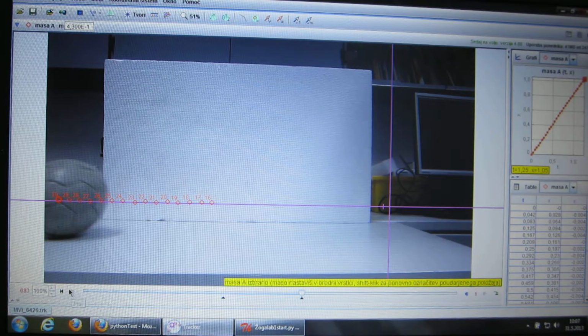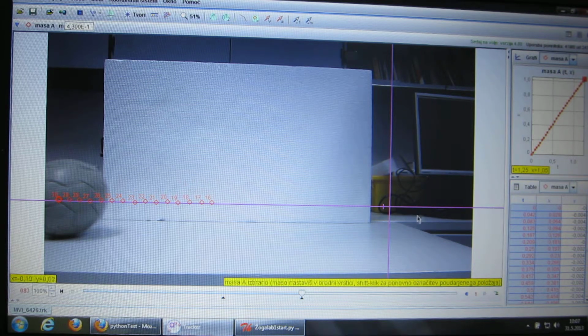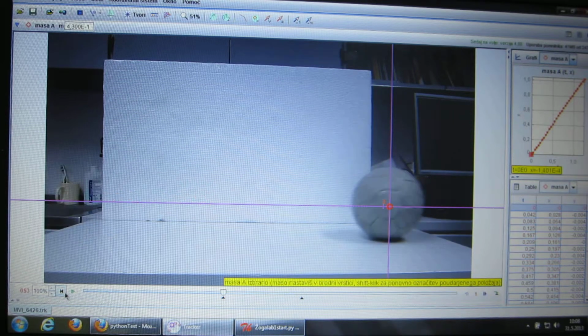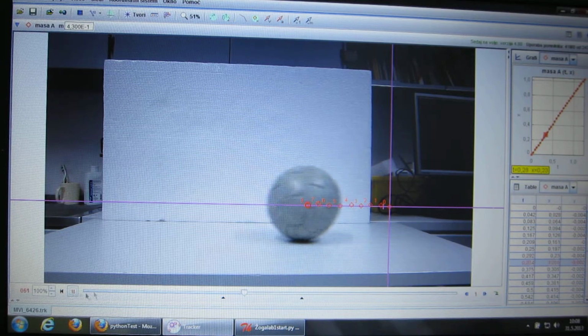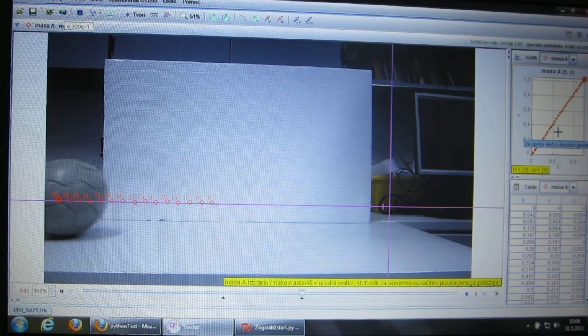I put here the center of the mass, and with every frame of the picture I define that center of the mass, and here are the time and position numbers for that moment. The mass of the ball is equal to 0.43 kilograms. Okay, here we have a graph at this moment.